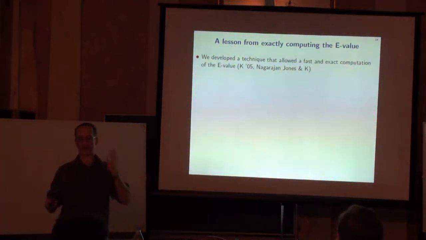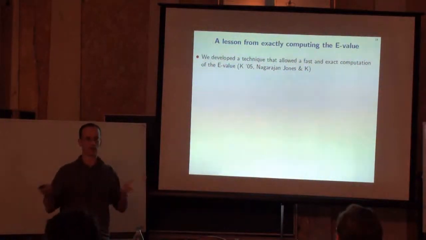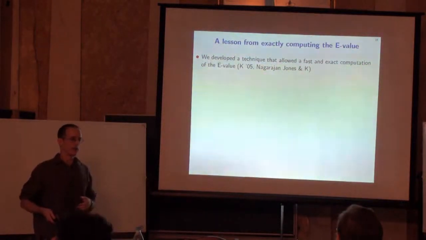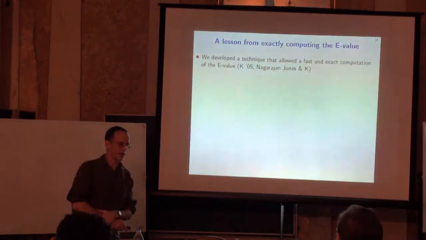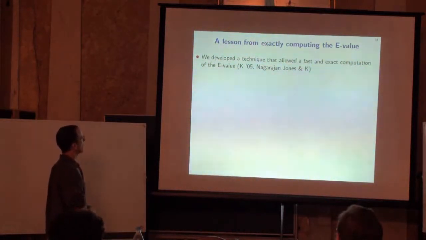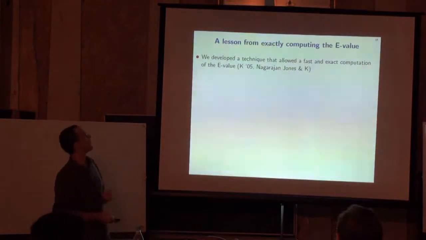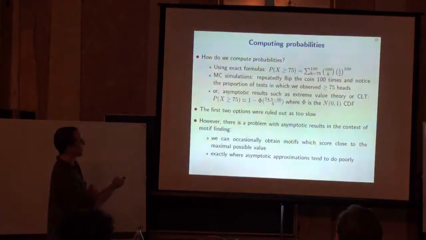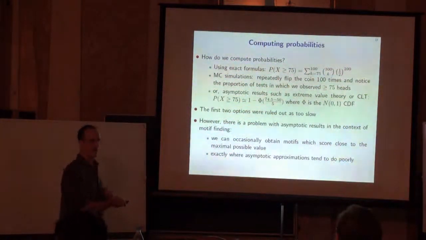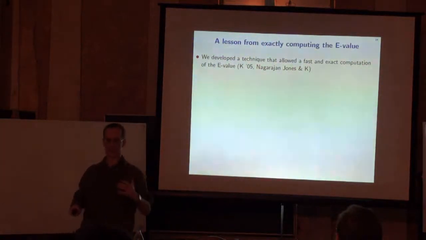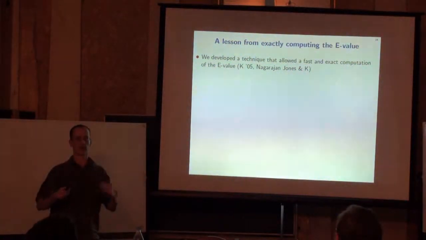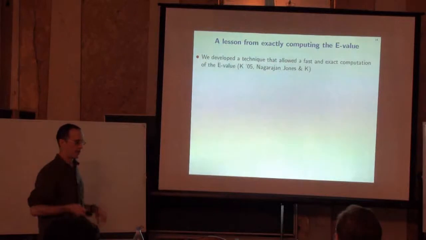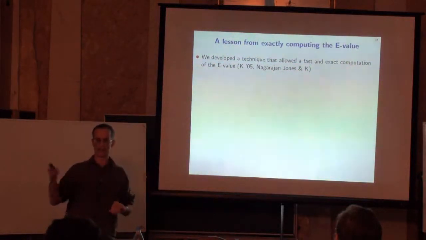That was the first problem I got interested in. So can I solve this problem? Can I get an accurate calculation of the e-value? We spent quite a bit of time on this, and we came up with a new technique that allowed us to use the exact formula, but in a way that's sufficiently fast to be acceptable for incorporation into a motif finder. So we solved that problem, and very happy, we have a way to compute fast and accurate e-values.